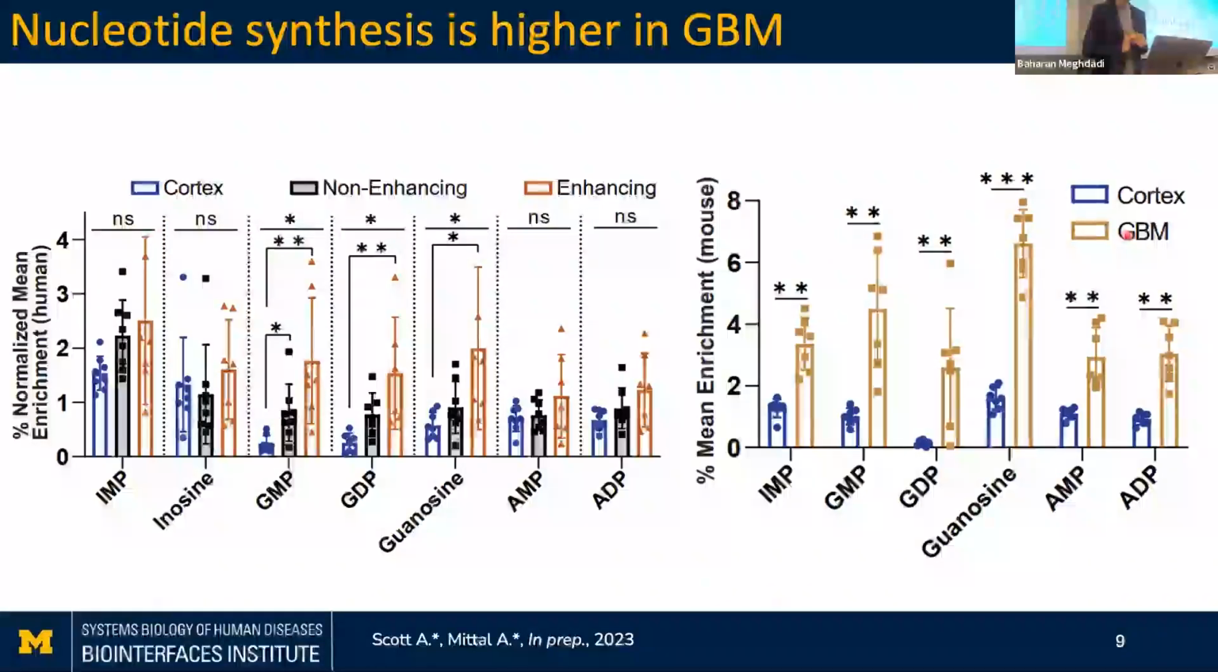Another set of metabolites that we looked at was the nucleotides in the purine metabolism. And we see here that guanosine monophosphate, guanosine diphosphate, and guanosine, all of them have higher enrichment in the tumor samples. And this means that nucleotide synthesis is higher in the GBM.